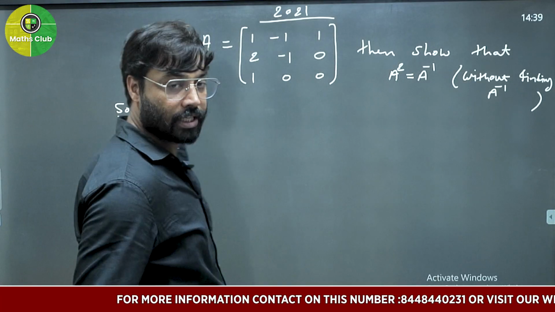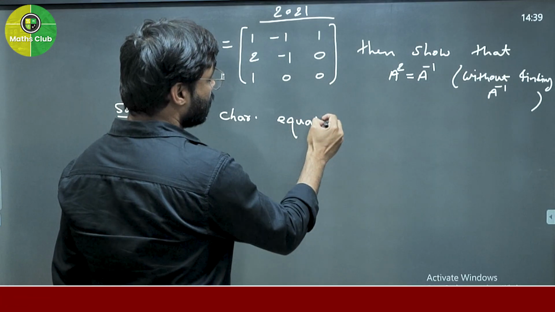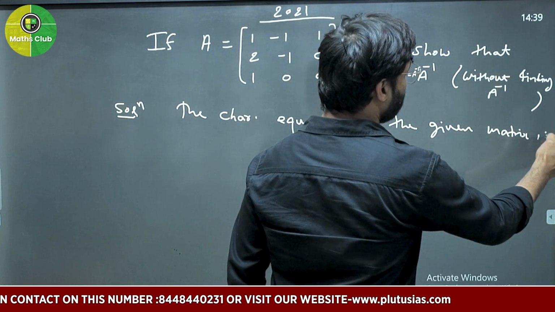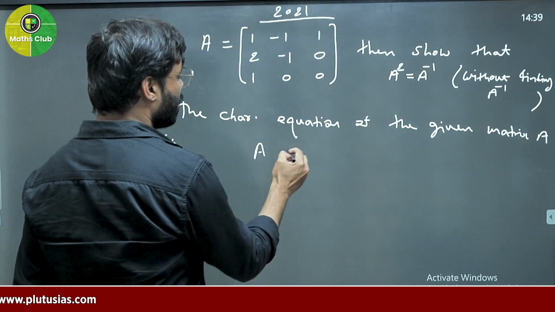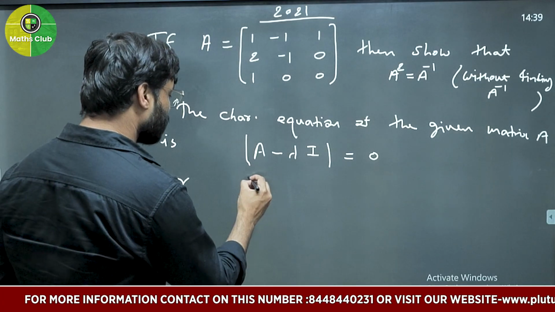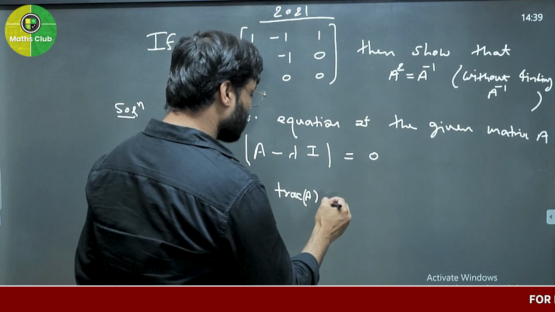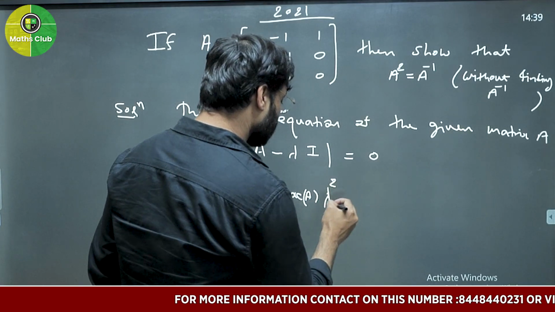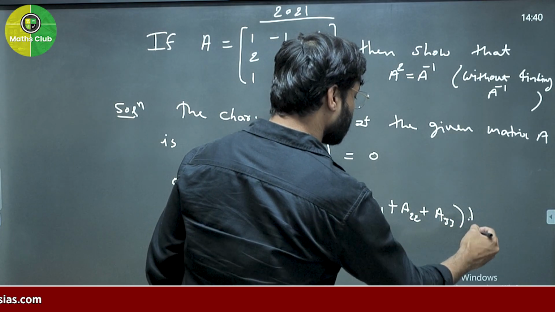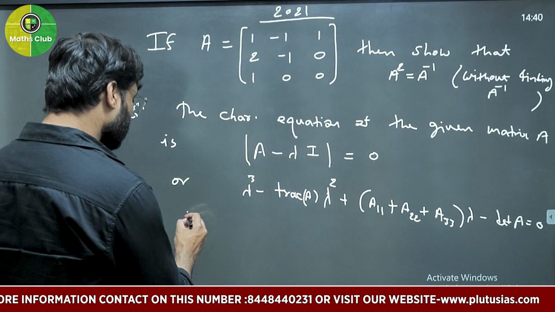So first we will find the characteristic equation. The characteristic equation of the given matrix A is determinant of A minus lambda I equals 0. We can use the direct formula, in terms of 3 by 3 matrices: lambda cube minus trace of matrix A times lambda square, plus the sum of the cofactors A11 plus A22 plus A33 times lambda, minus determinant of A equals 0.